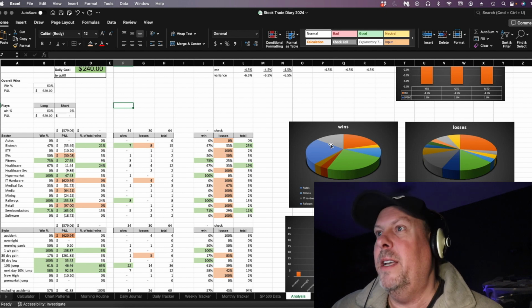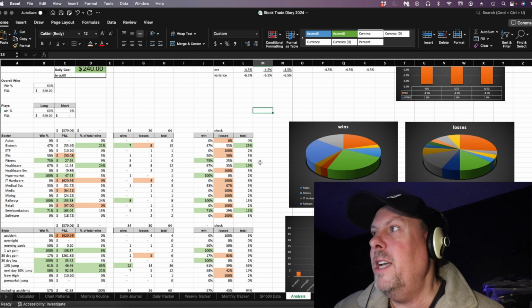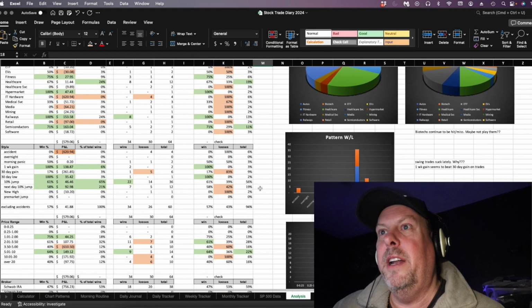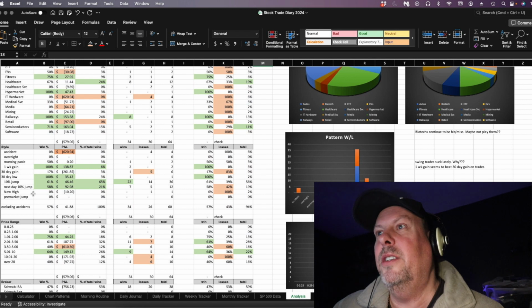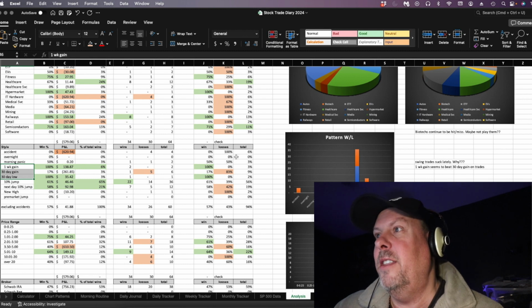I have them in a chart based off these wins and losses for these two charts by sector. Another thing, I'm pulling this all from the daily journal here. You've got the style that I mentioned: accident, overnight, morning panic, one week gain, 30 days. So these are kind of our swing plays. The rest are kind of day trade style. You can see how the wins and losses play out.